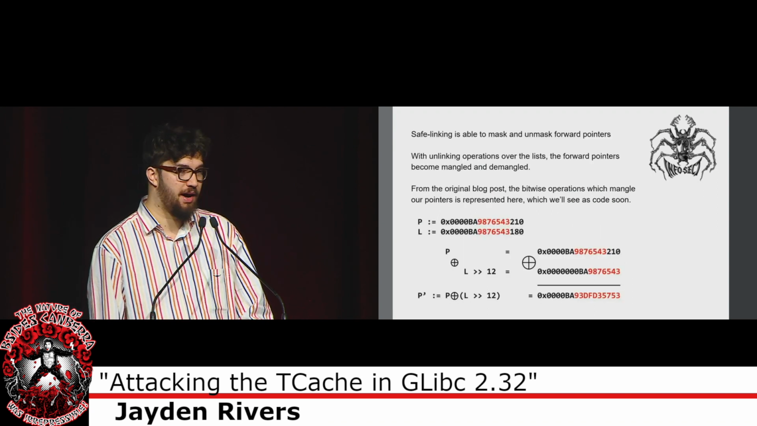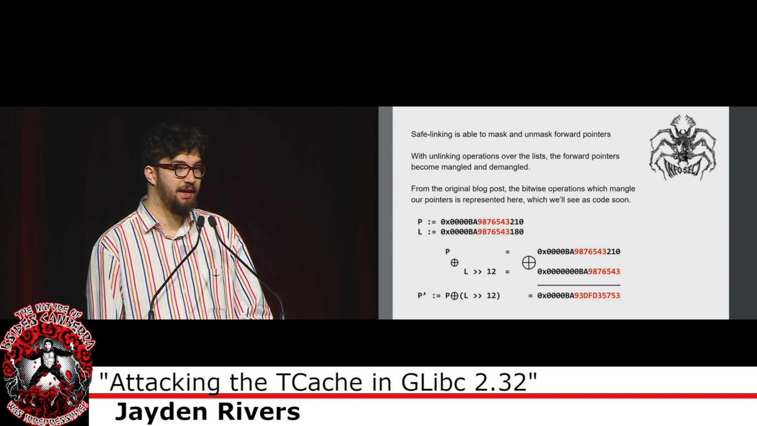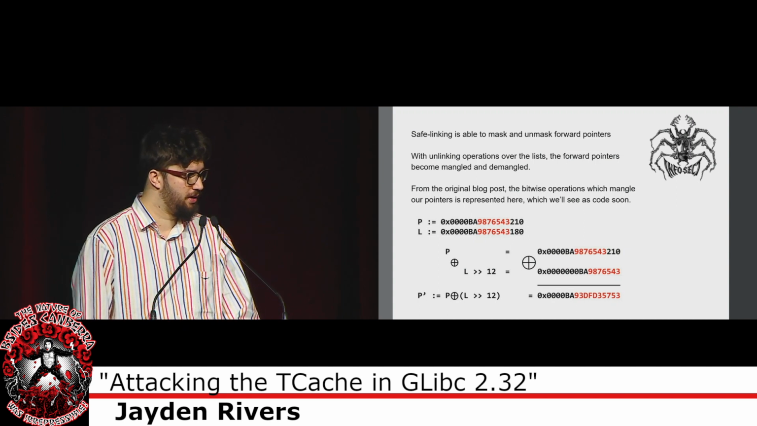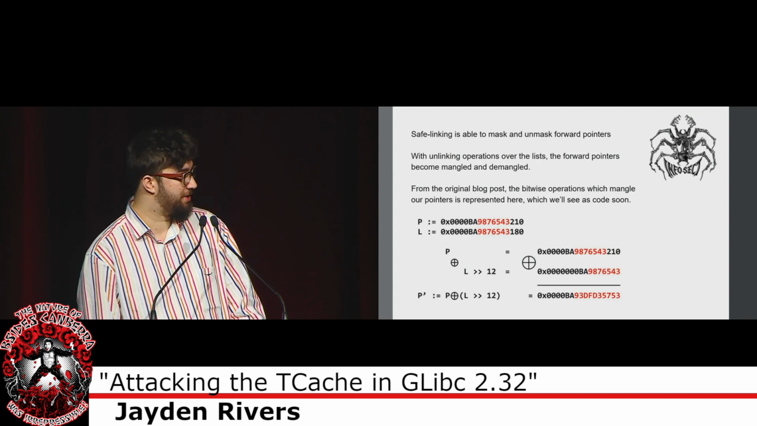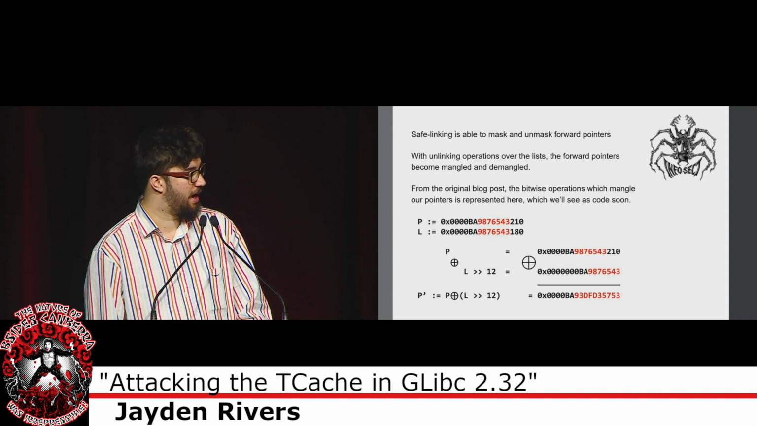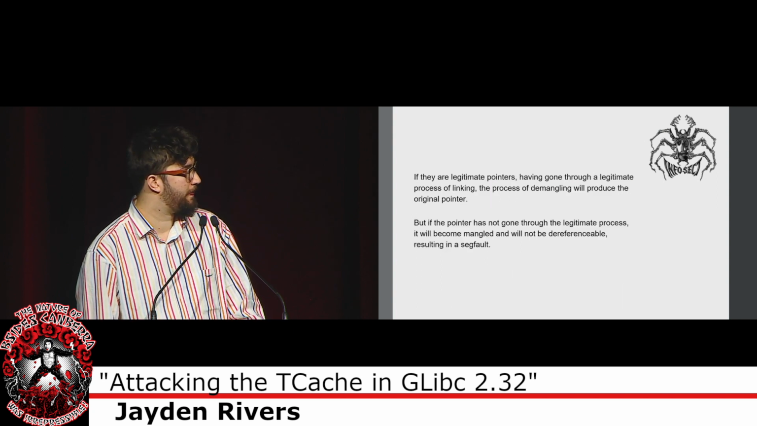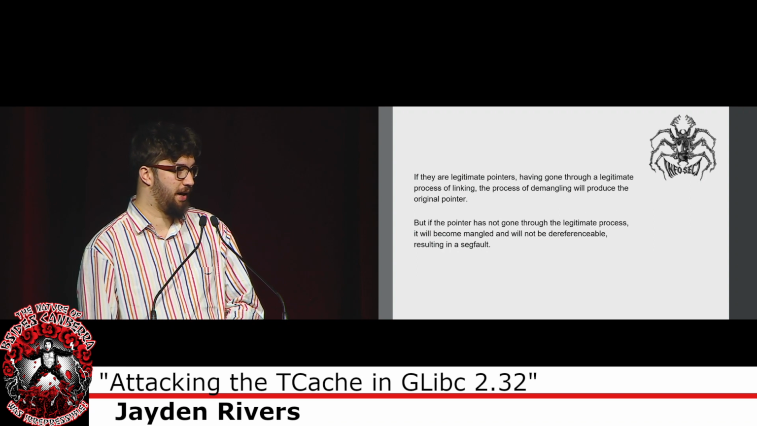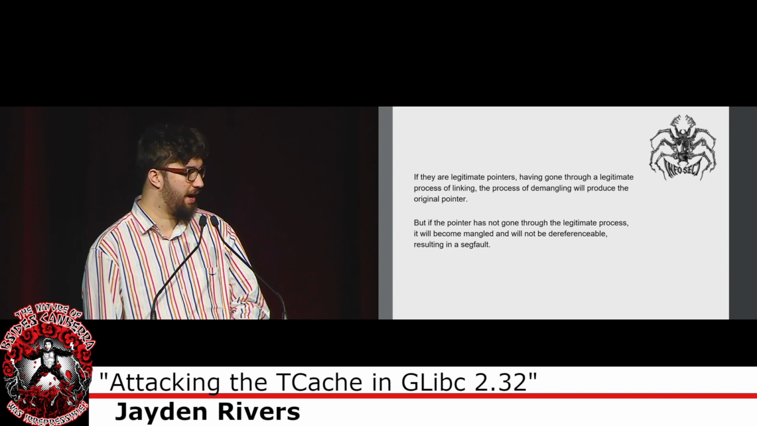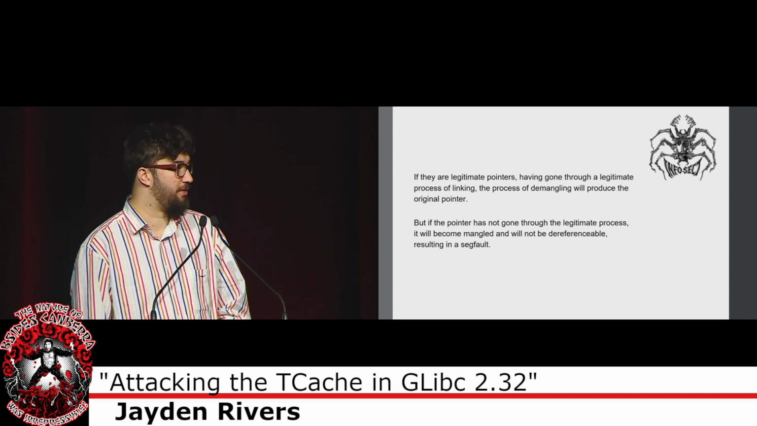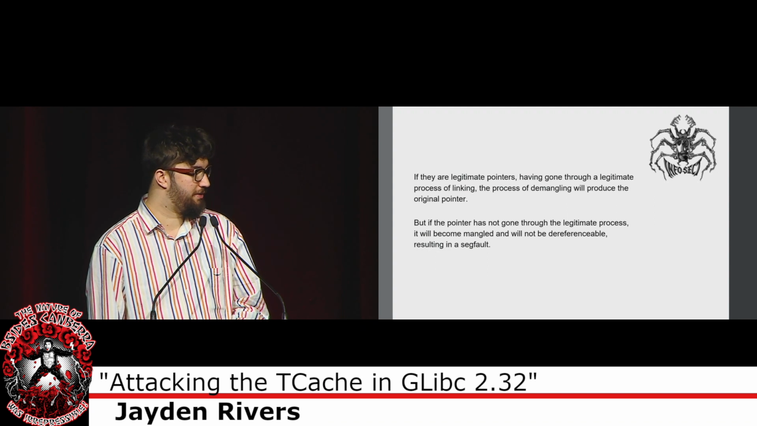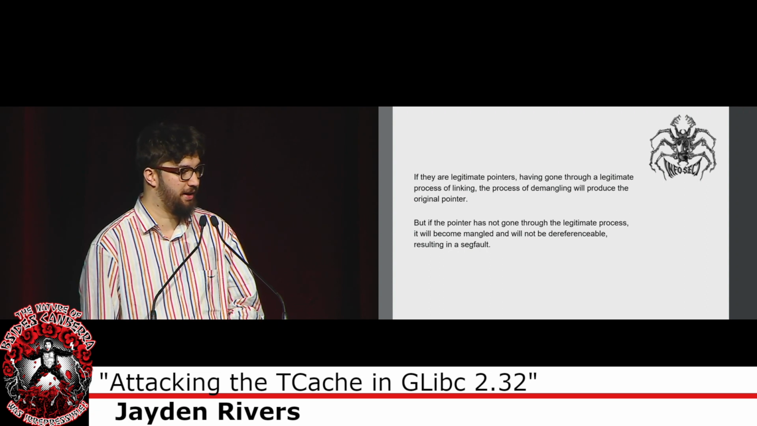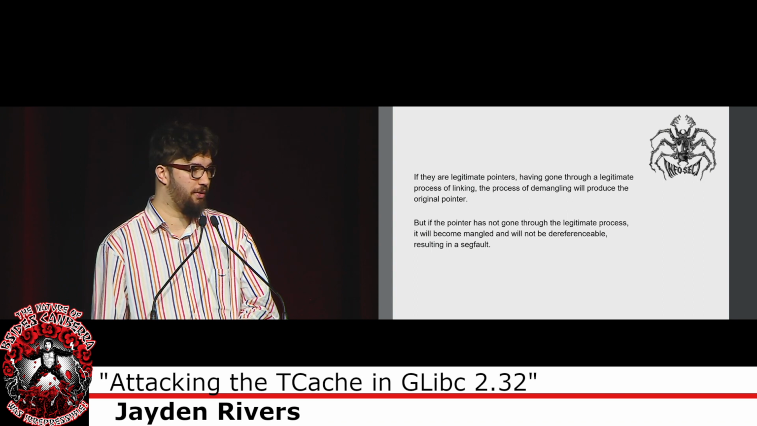Safe linking is able to mask and unmask forward pointers. With unlinking operations over the lists, the forward pointers become mangled and then demangled. From the original blog post, we can see this kind of representation of the bitwise ops, which mangle our pointers. And we'll see that as code in a sec. So the idea is that if they are legit forward pointers, and they've gone through the legitimate process of linking, where we passed them to free and they've been put on the Tcache in a legit way, then the process of demangling the pointers is going to be reversed and we'll get out the original pointer. But if the pointer has not gone through the legit process, it's going to become mangled and bad for us, it will not be dereferenceable, probably resulting in a seg fault or maybe an abort.